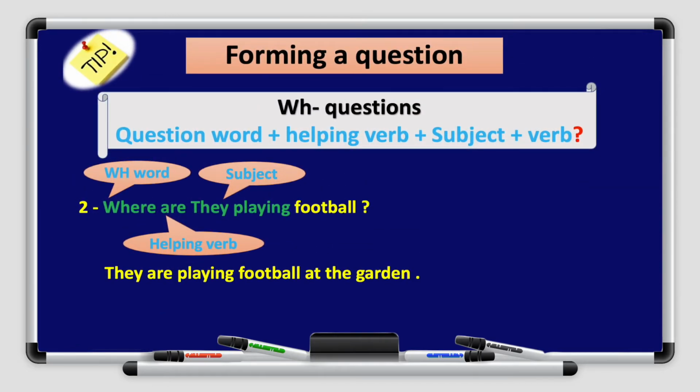Another question. Where are they playing football? Where is the WH word, are is the helping verb, and they is the subject. When I want to answer, I will put the subject at the beginning. Then I will check the helping verb to decide the tense of my answer. So the answer will be, they are playing football at the garden.